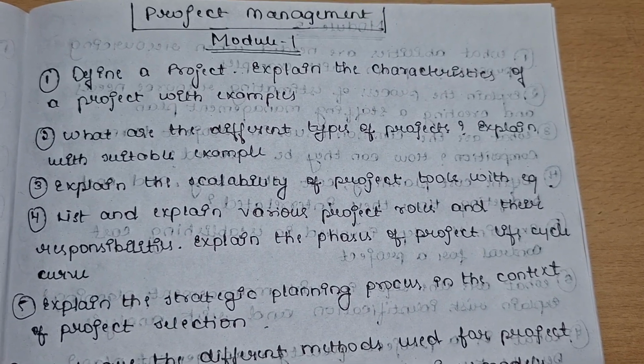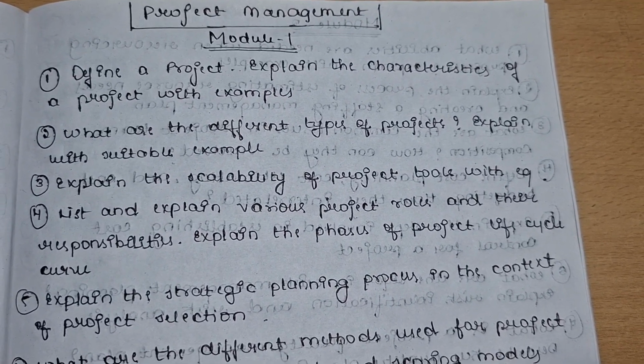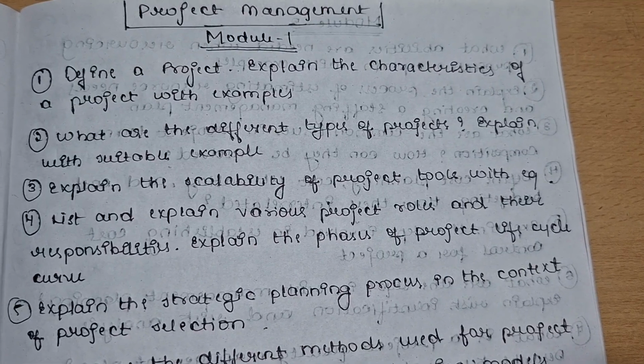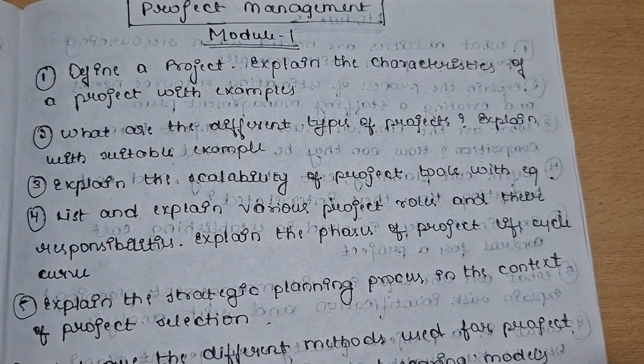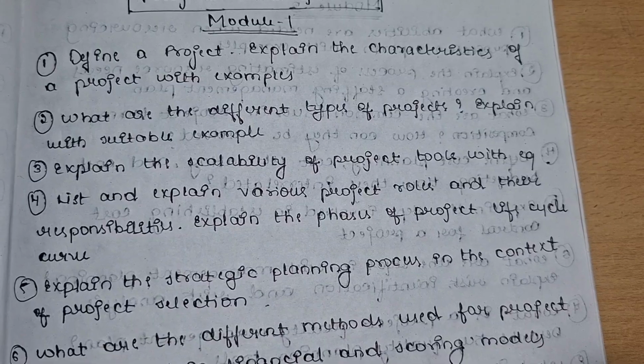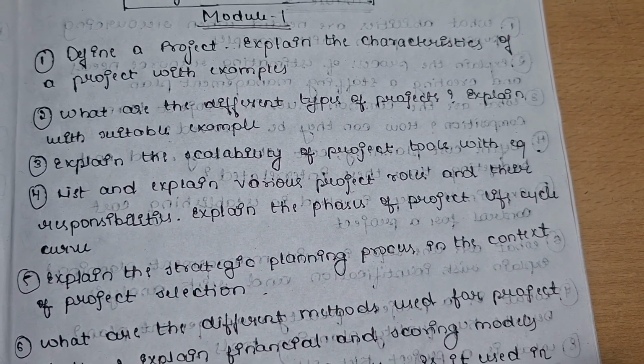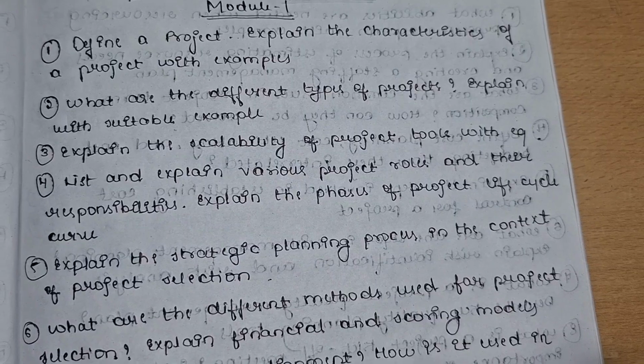Open elective project management, important questions of Module 1. Define a project, explain the characteristics of a project with examples. What are the different types of project? Explain with suitable example. Explain the scalability of project tools with example.